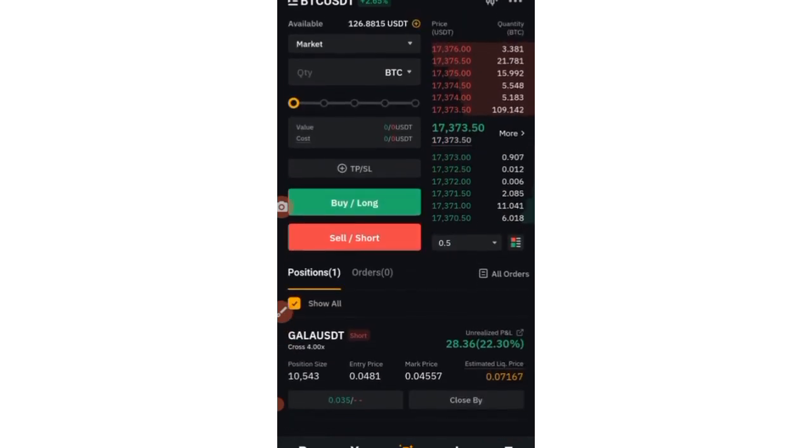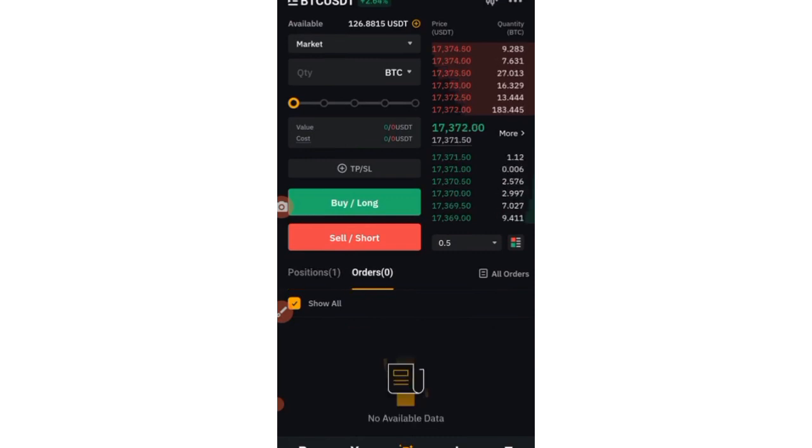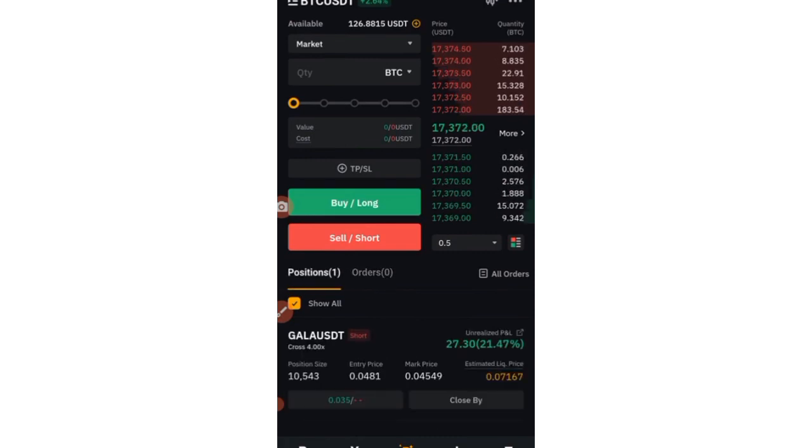For example, I'm in a trade right now, this particular trade. This is my position size, about $10,000. That's considering my leverage plus my margin.